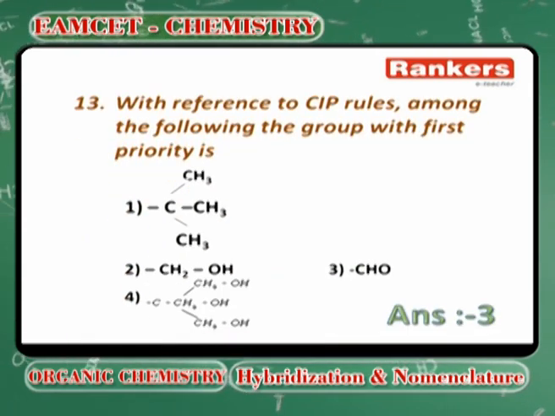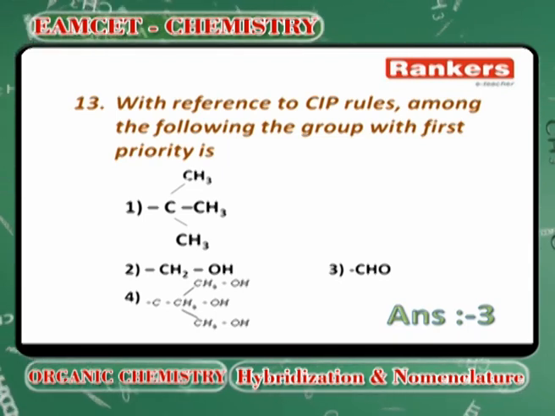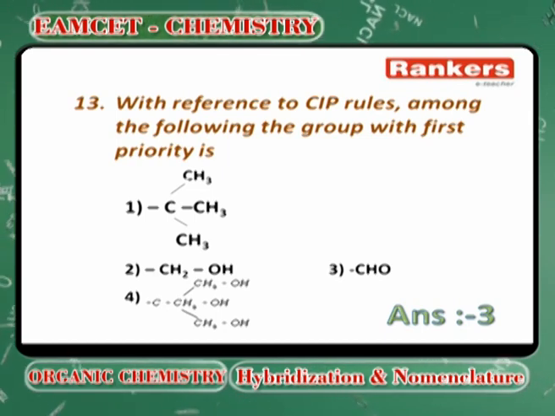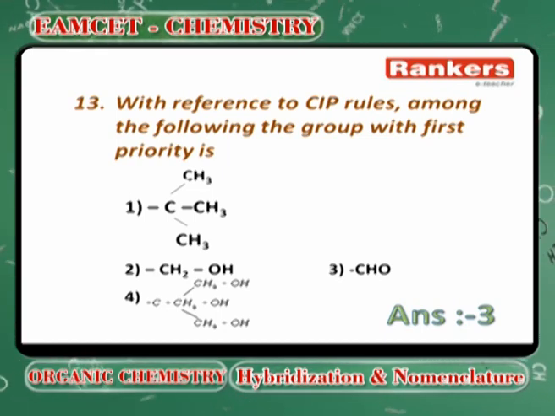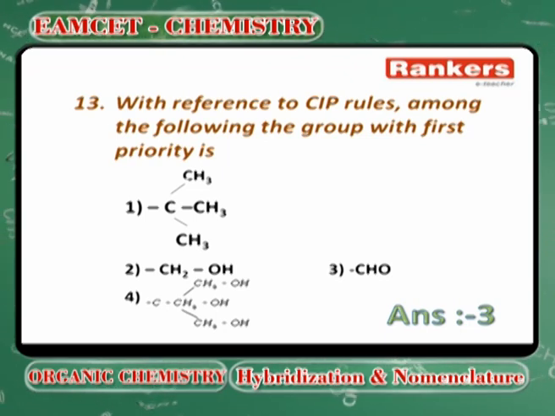With reference to the CIP rules, among the following, which group has the first priority? So, in the RS nomenclature, the basis for this C1 is first all the 4 groups. I will give some certain points on this particular nomenclature.